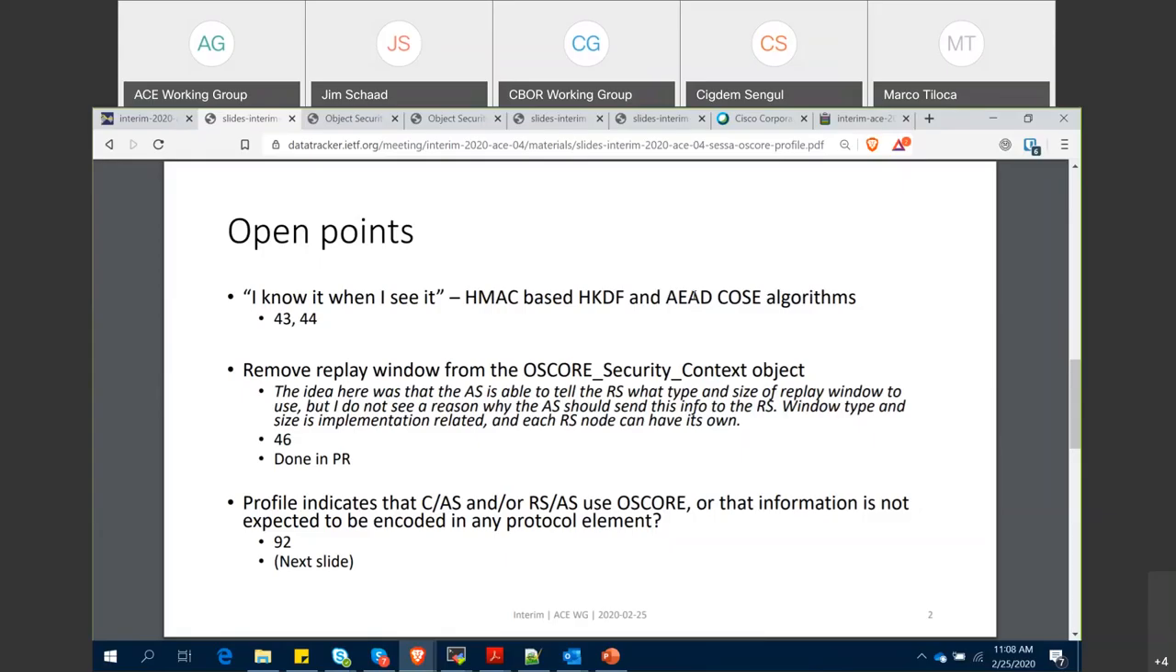So the next comment was about the replay window. Right now, this OSCORE security context has a field called replay window in the last submitted version. And the idea was that the AS is able to tell the resource server what type and size of replay window to use. But after Ben's comment, I do not see a reason why the AS should send this info to the RS. These are implementation related details. Each RS could have its own. And Ben agreed that he doesn't see the point of having this field in the OSCORE security context object. And if it's needed in the future anyway, we can add it as there is a registry for adding parameters. So I removed it. It's now done in the PR. But I wanted to bring this up in case anybody had objections.